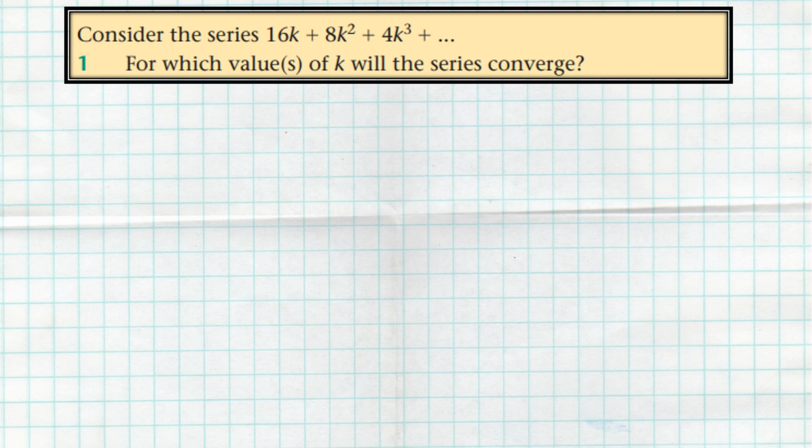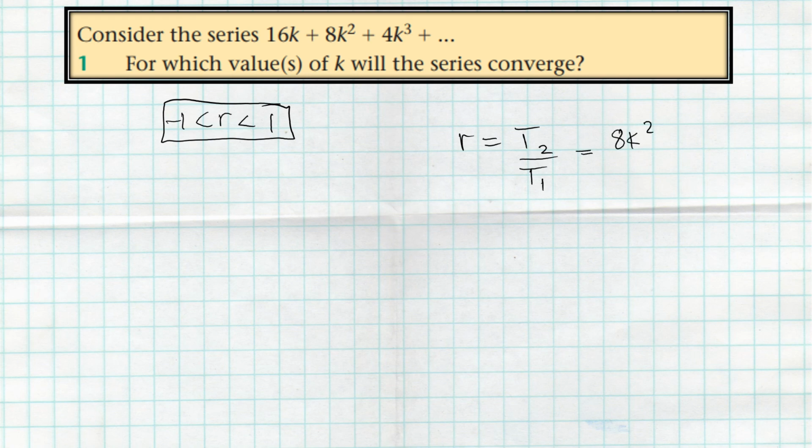What do we know about convergent? If our series is convergent, our r must be between -1 and 1. So that's the condition. So we have to calculate r, right? And our r will be second term divided by previous term, like that. So this will be 8k squared divided by 16k, right? So it's 8k times k, like that, divided by 16k. 8 divided by 16 is 1/2. Then k cancel, we will be left with k/2, right?